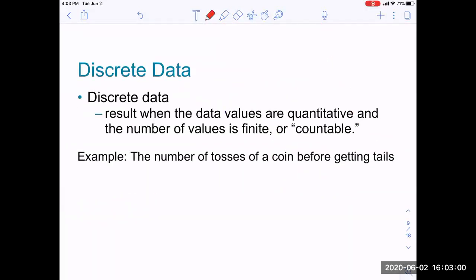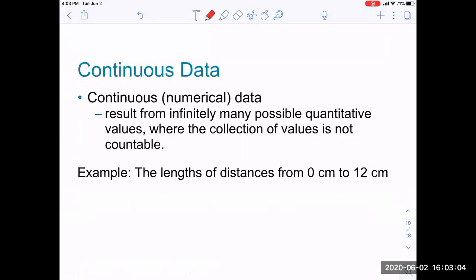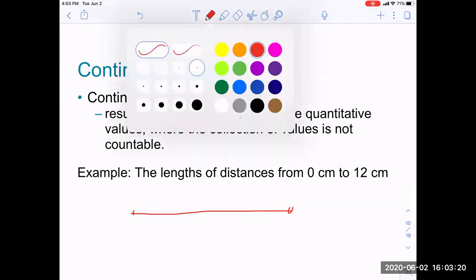There you go. Discrete, countable. Continuous, there you go. Infinitely many possible values. Like I said, from here to here, there's no gaps. There's an infinite number of points in between there.